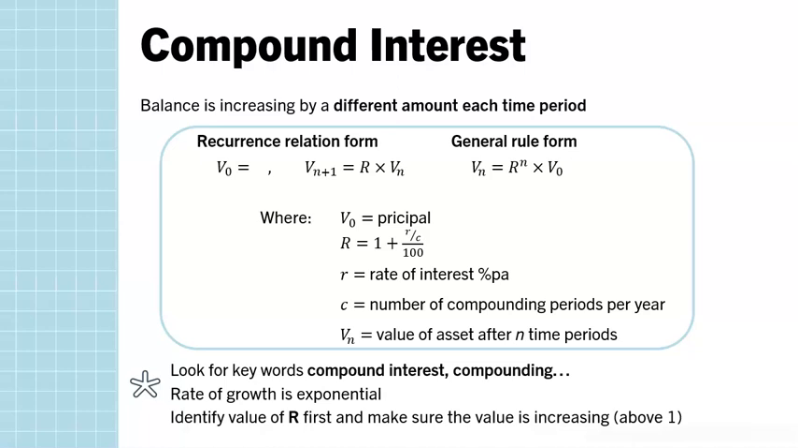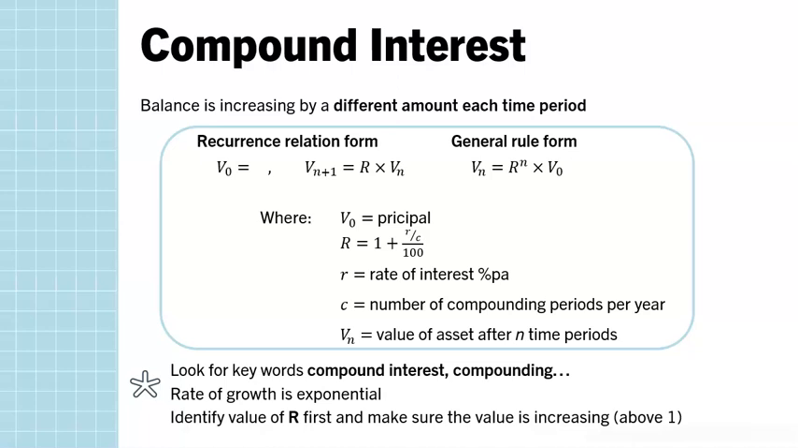A most common application of geometric growth is looking at compound interest. In this case, our balance in our account, whether that's an investment or a loan, is increasing by a different amount each time period. You can see here the recurrence relation form and the general rule form are exactly the same as they were for just our general geometric growth.